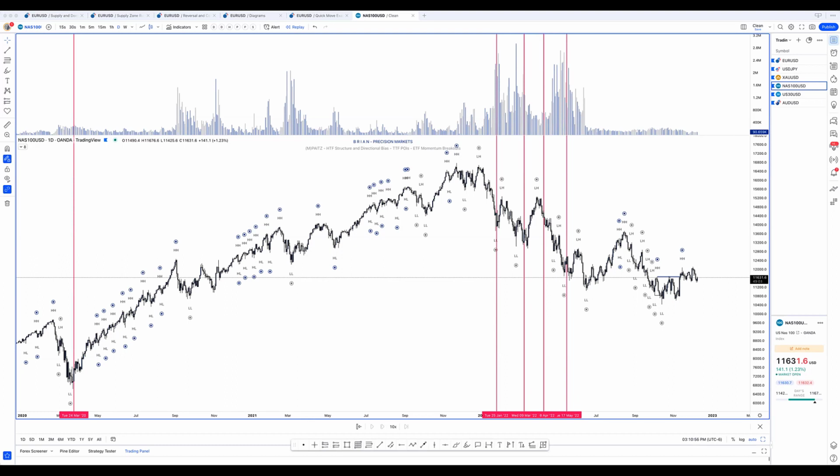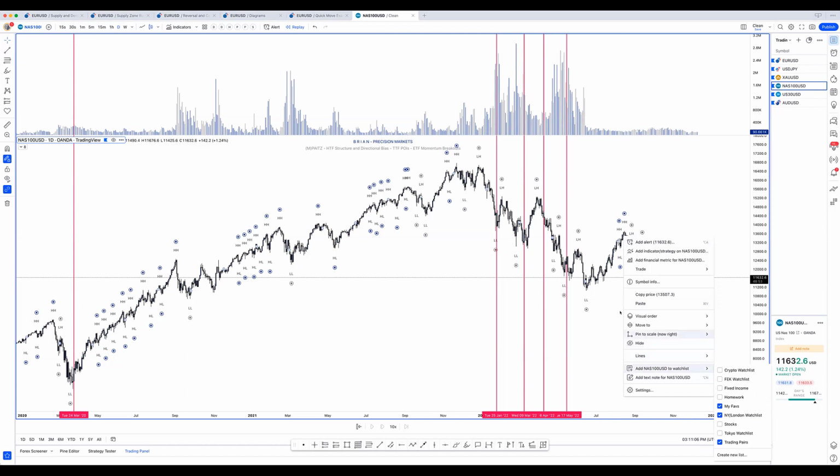Exactly. Period. The time frame doesn't matter, it's just about the structure that matters. What time frame gives you the best structure? Because structure is the exact same. It doesn't matter what time frame you're on.